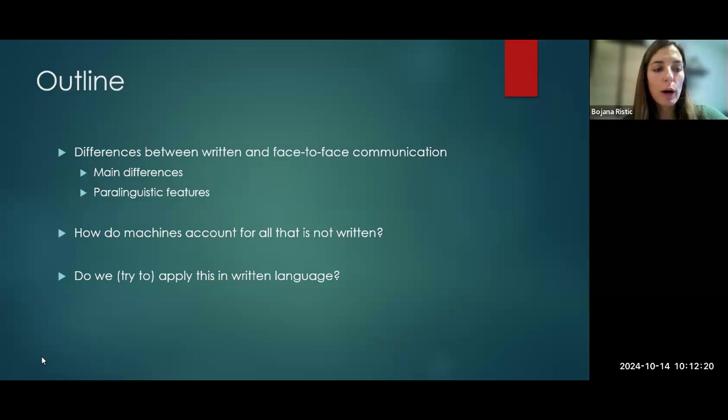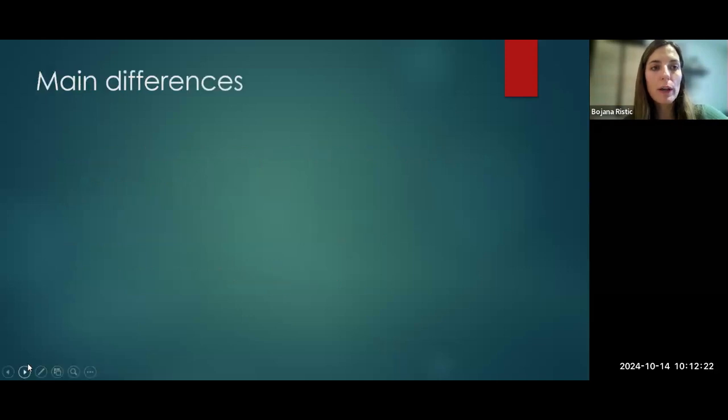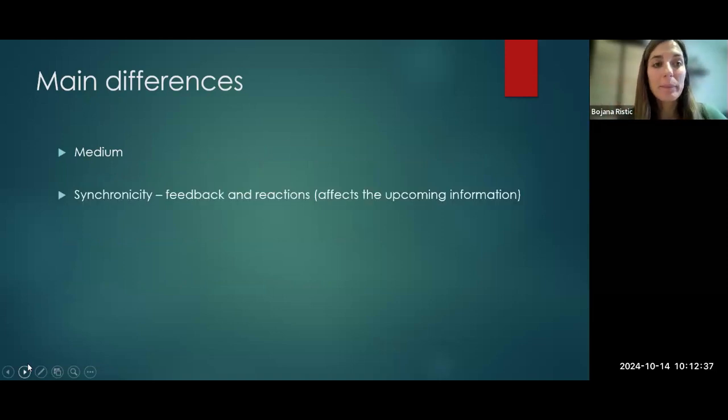So the main differences that we can say exist between spoken and written language, first of all, is the medium, right? Spoken language is spoken; we use our voices for it, and with written language we use our eyes to receive this linguistic information.